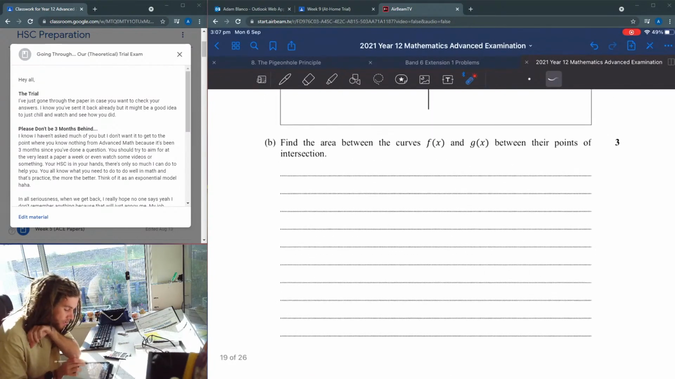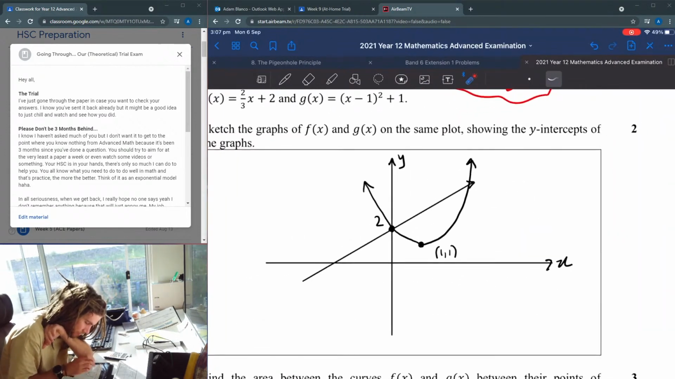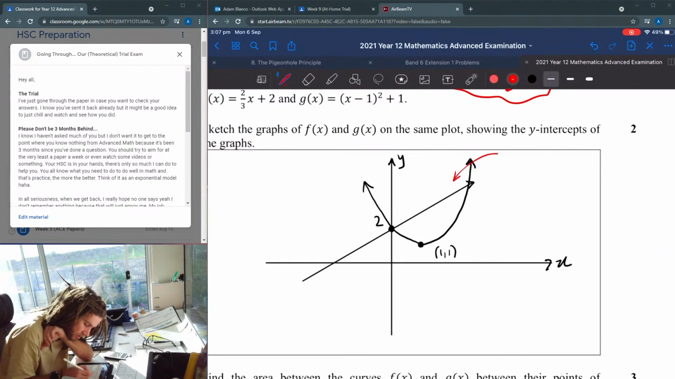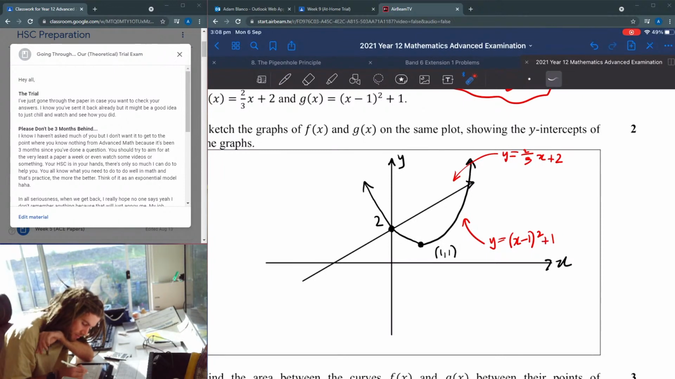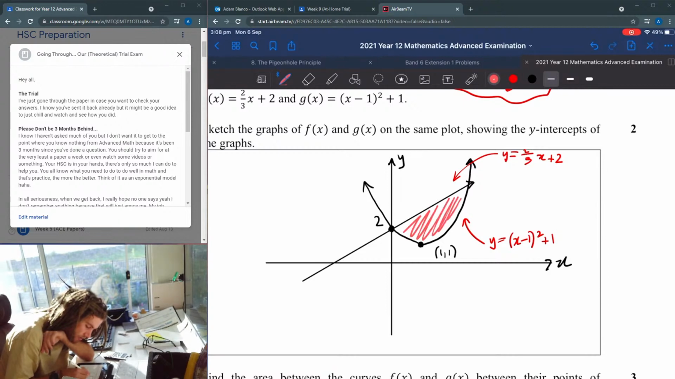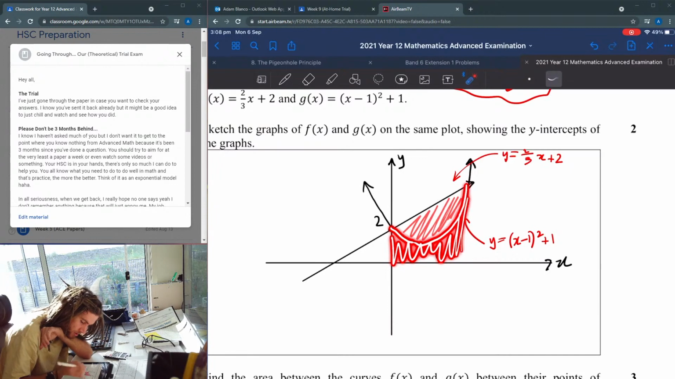Oh, look at that. Okay, so find the area between the two curves. So what we're doing here, let me go to my picture. That is y equals 2 on 3x plus 2, and this is y equals (x minus 1) squared plus 1. What you'll notice is this graph is on top of this graph. So in order to find this area, you've got to do this integral, which will give me all of this, and I take away this integral, which will give me this.